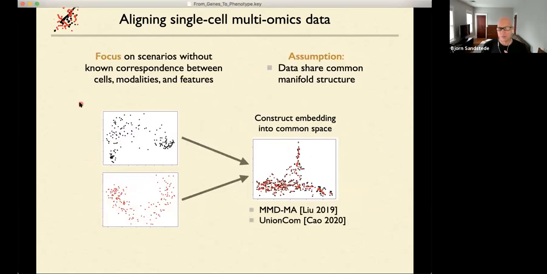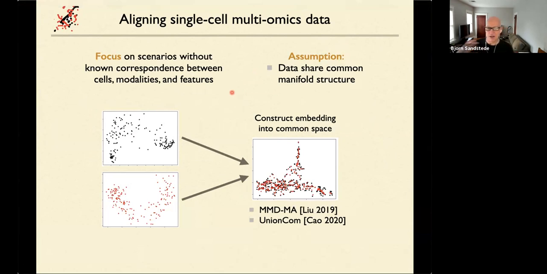Right, and so if you know how the cells or the features are related, then there are algorithms that allow you to do that. And if we focus on this scenario, we don't know that. We still assume that there is a shared common manifold structure behind this. Otherwise, there would be no hope of doing this. There are two algorithms that were developed in the last year or so that do that. MMDMA and UnionCom, and they do this by constructing an embedding into common spaces, so essentially learning manifold structures.